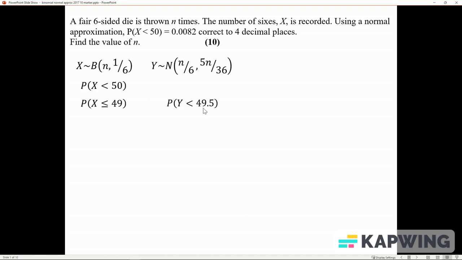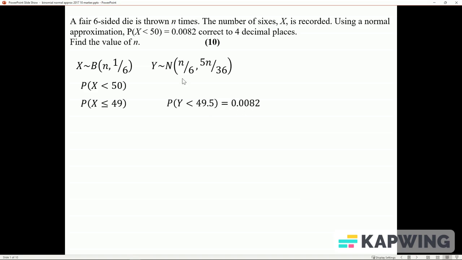And we're going to look at the probability that this normal distribution is less than 49.5, which corresponds to less than or equal to 49 for the discrete binomial distribution because of the continuity correction. And that's equal to 0.0082. So we've sort of got an upper of 49.5 and a lower of minus a million.